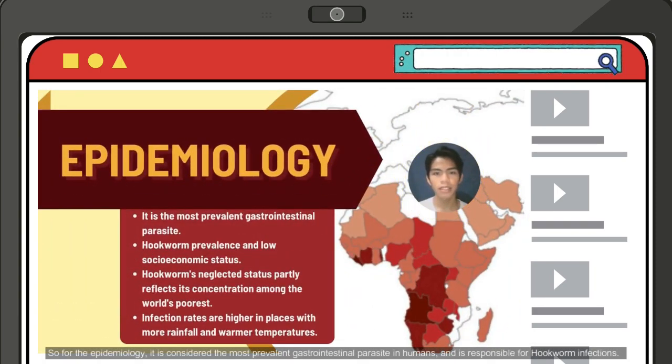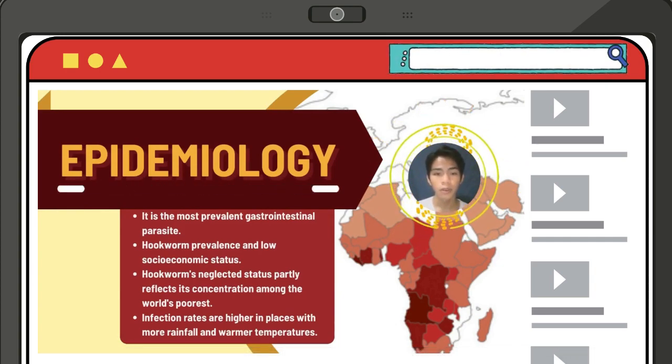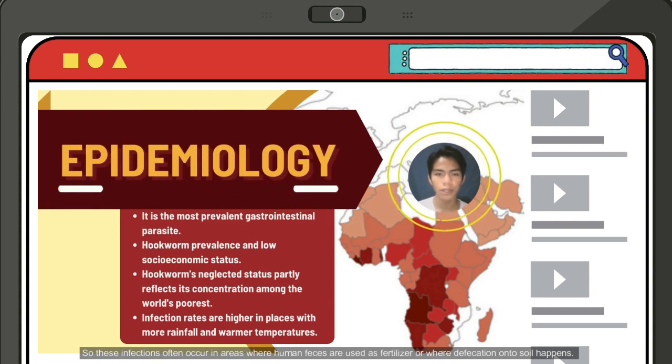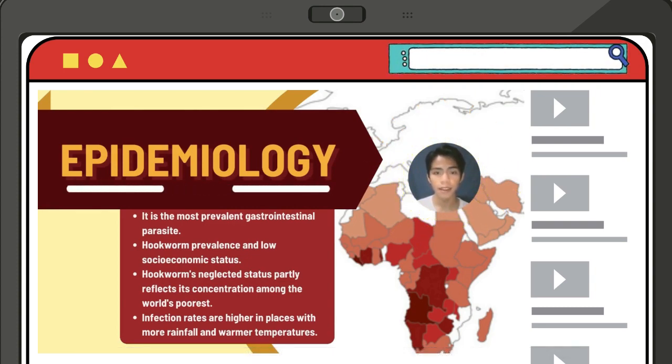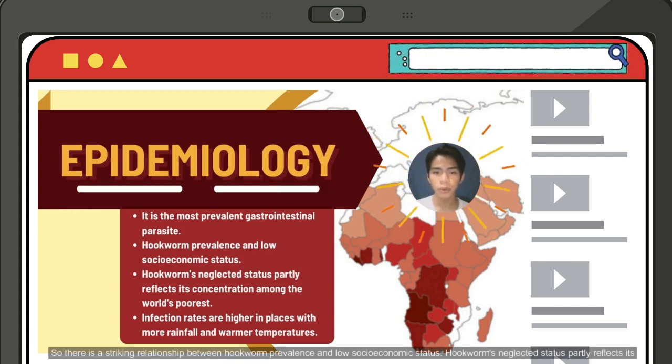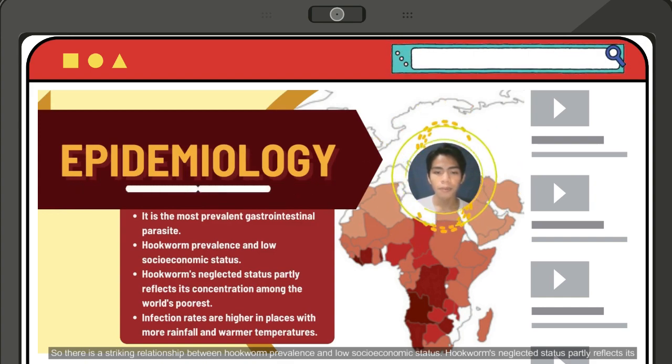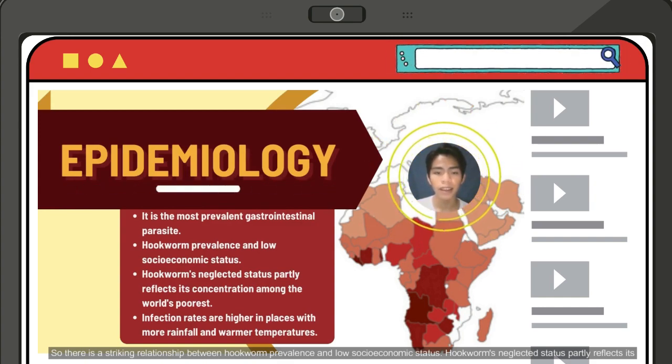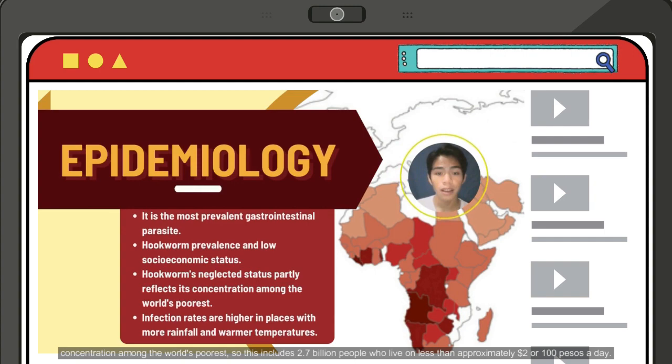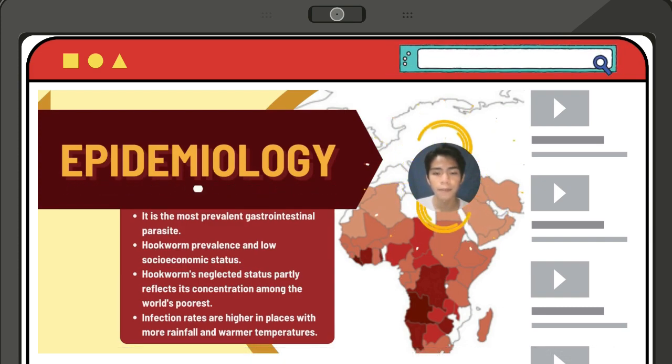So for the epidemiology, it is considered to be the most prevalent gastrointestinal parasite in humans and is responsible for hookworm infections. These infections often occur in areas where human feces are used as fertilizer or where defecation into soil happens. So there's a striking relationship between hookworm prevalence and low socioeconomic status. Hookworm's neglected status partly reflects its concentration among the world's poorest. So this includes 2.7 billion people who live on less than approximately $2 or 100 pesos a day.